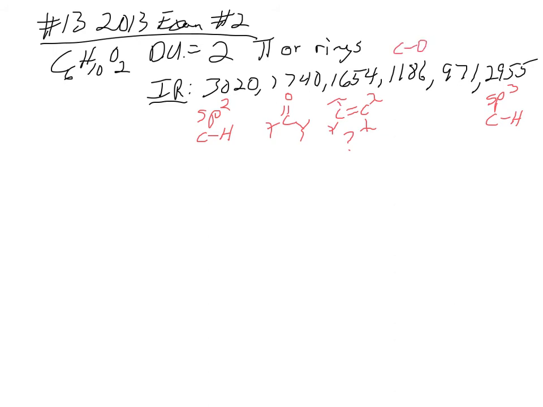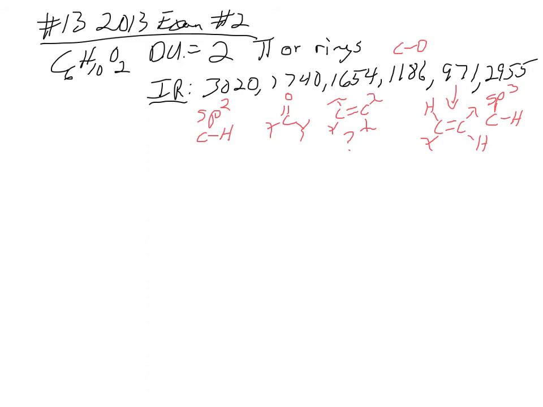Okay. What about 971? That's the key. Look at your IR tables. There's a whole part of the table dedicated to C double bond C's: terminal alkenes, cis alkenes, trans alkenes. 971 tells you, I heard it, trans. So maybe the 1654 is a C double bond C. So this tells me a trans alkene.